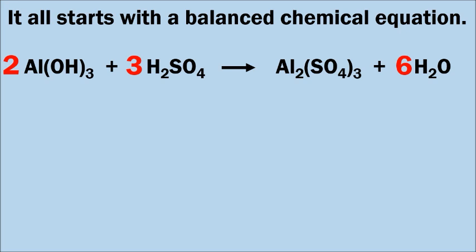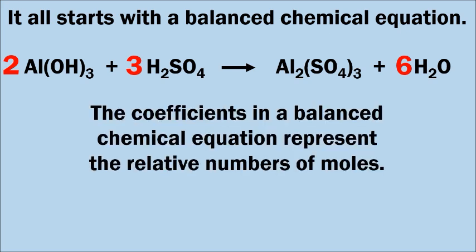Now that the equation is balanced, let's remind ourselves, what exactly do the coefficients of 2, 3, 1, and 6 actually mean in terms of stoichiometry? Well, the coefficients in any balanced chemical equation represent the relative numbers of moles. That means that you can use those coefficients to convert from moles of one chemical to moles of another. Let's go ahead and do that in an example.